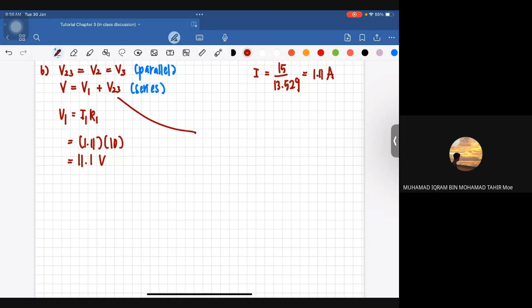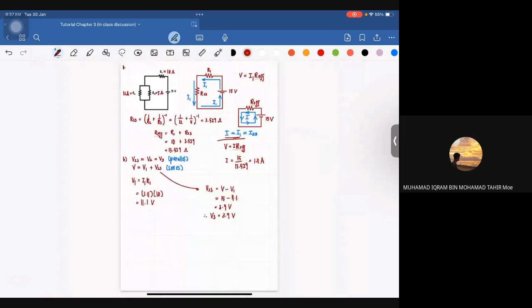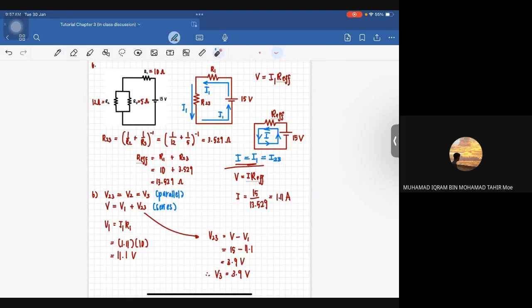So from here kita boleh sudah cari V23 which is equal to V minus V1. So this is 15 minus 11.1. So kamu akan dapat voltage dia equal to 3.9 volt. Hence, since kita sudah cakap V23 ni equal to V3, V3 will be equal to 3.9 volt. Okay, boleh. Susah kah yang ni? Ada complicated sikit lah sebab kamu kena faham betul-betul konsep current dengan voltage.